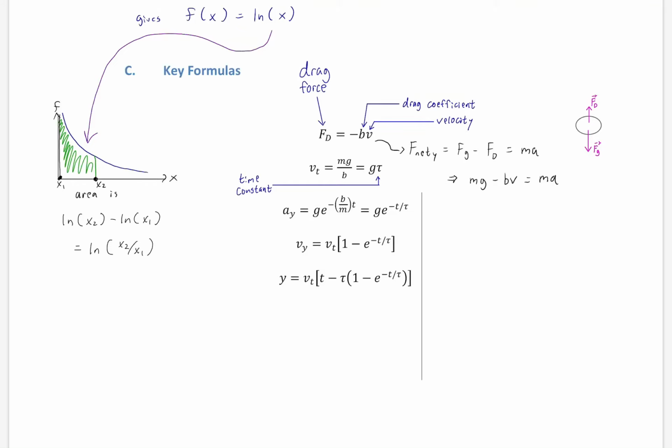Well, then we'll just rewrite the gravitational force as mg. We'll rewrite drag as negative bv. The negative is already accounted for, so I don't want to double count it. And I got ma. Okay, that's fine. That's great. Now, what are we going to do with it?